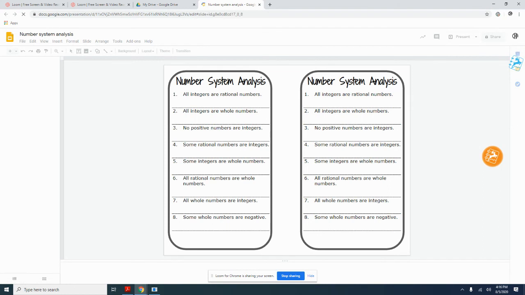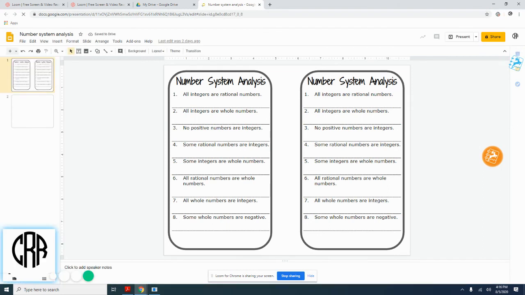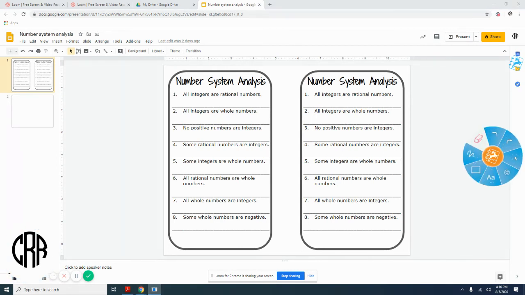Okay, so this is it. It's just 2 on one page. It's still the same thing. So whatever's on the left is the same thing on the right. So you have number system analysis. So they're giving you a statement, and you need to be able to see if it's true or false, and why it would be false. So we're going to talk about that.